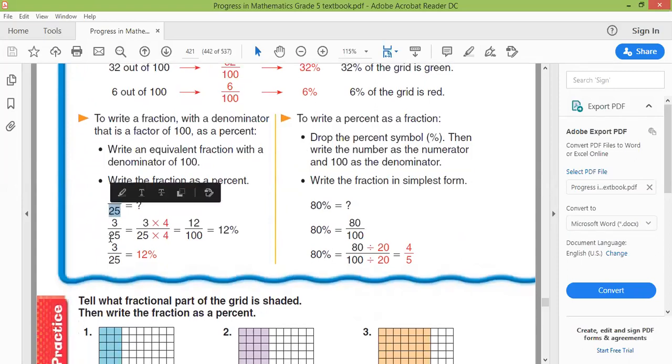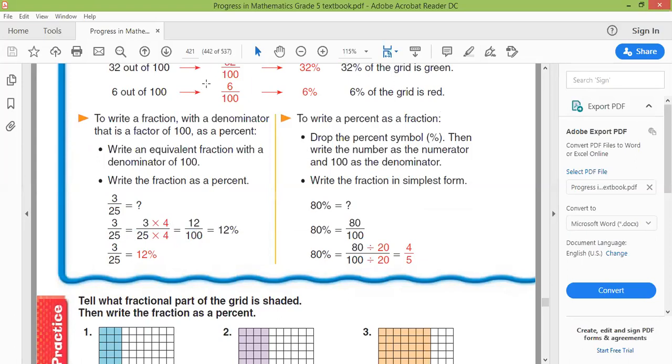Yes, 4. Whenever you multiply the numerator, you also multiply the denominator. Both numbers, numerator and denominator, are multiplied by 4. 3 times 4 is what? 12. And 25 times 4 is what? 100.